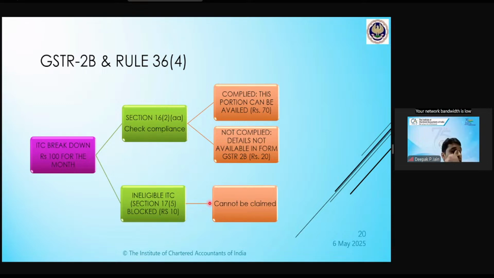Point on import, Priyaji, import जो है, right? When you import, it will appear in the bill of entry, but वो क्रेडिट GSTR 2B में appear नहीं होगा तो भी आप क्लेम कर सकते हो.